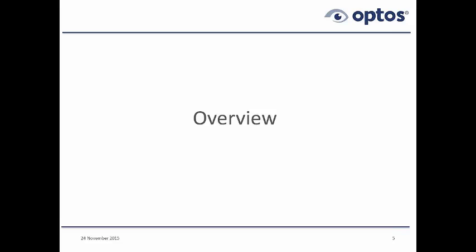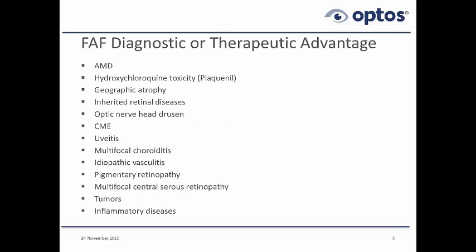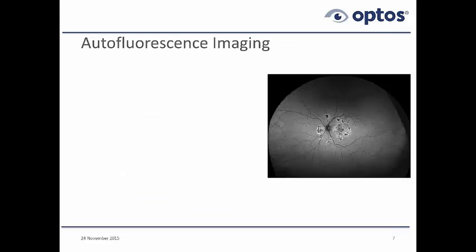An overview. We think that autofluorescence is very, very useful in diagnosis and then for timely therapeutic intervention in a whole series of disorders. And that includes AMD, plaque retinal toxicity, inherited retinal disorders, optic nerve drusen, and the list goes down to multifocal central serous retinopathy. We're going to see a case of that. Some tumors, we'll see one of those, and some inflammatory diseases as well. So it really has a lot of advantages in many, many different types of cases, as I think we'll try to touch on.